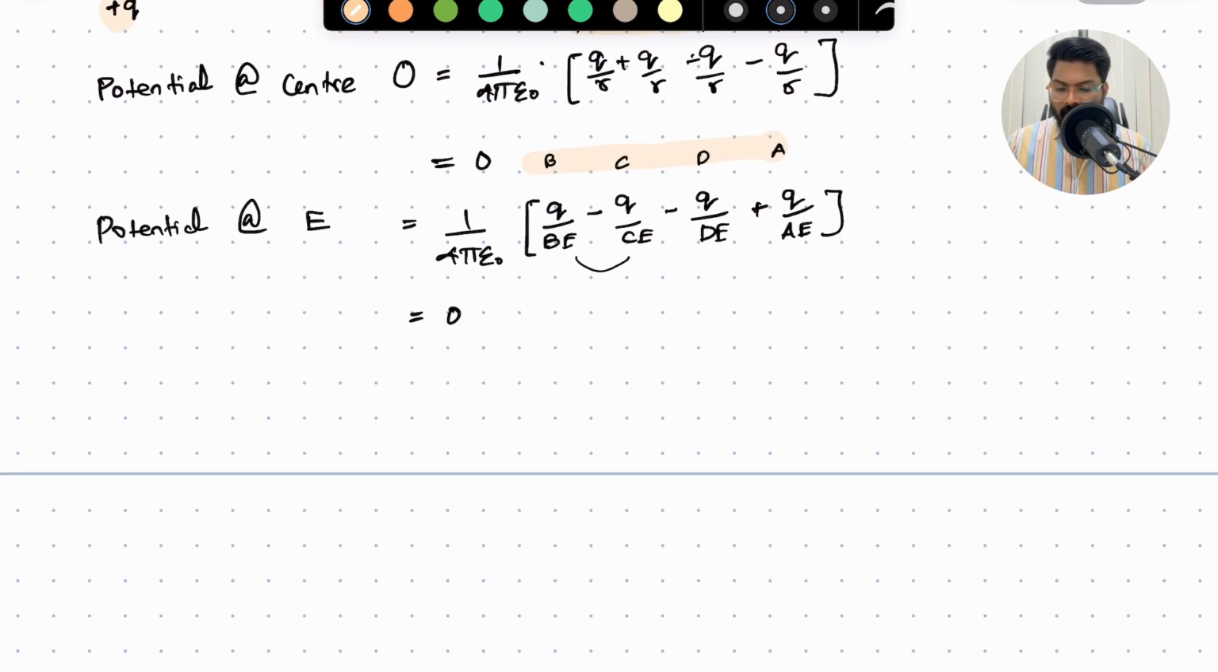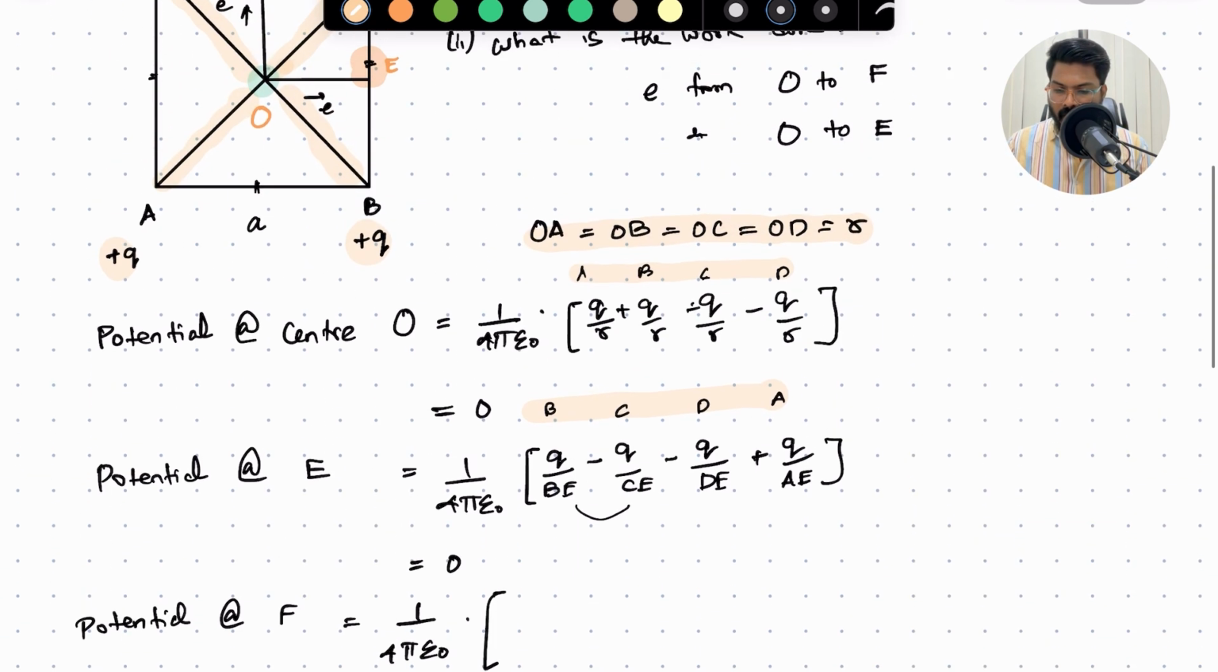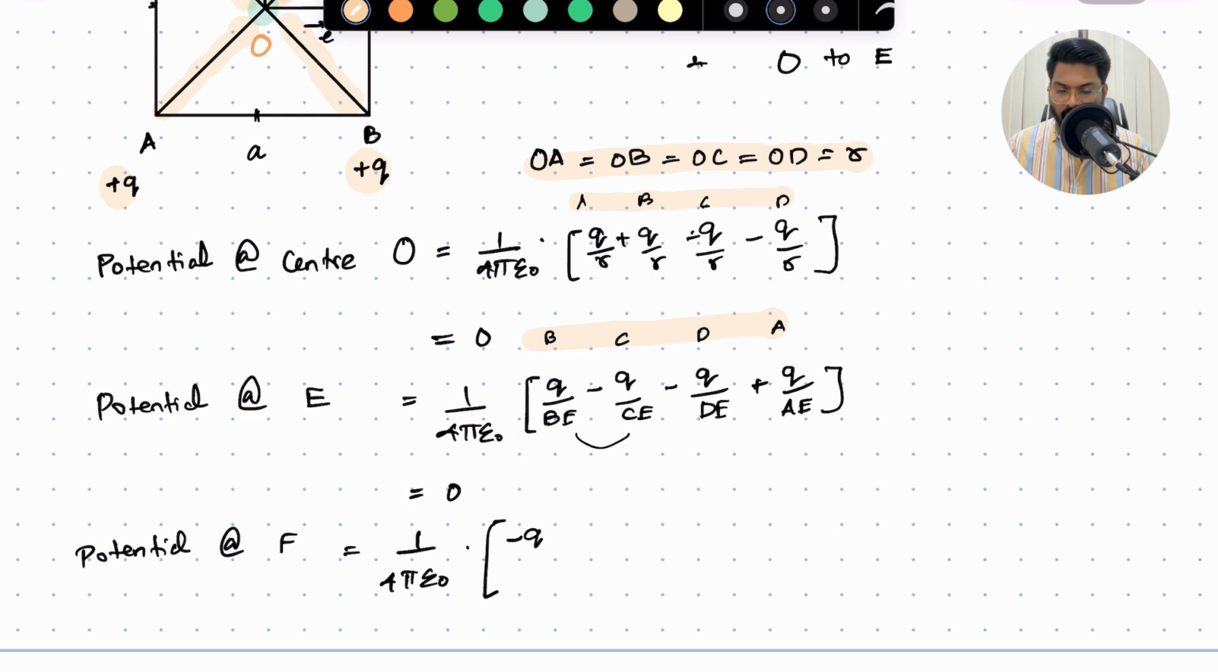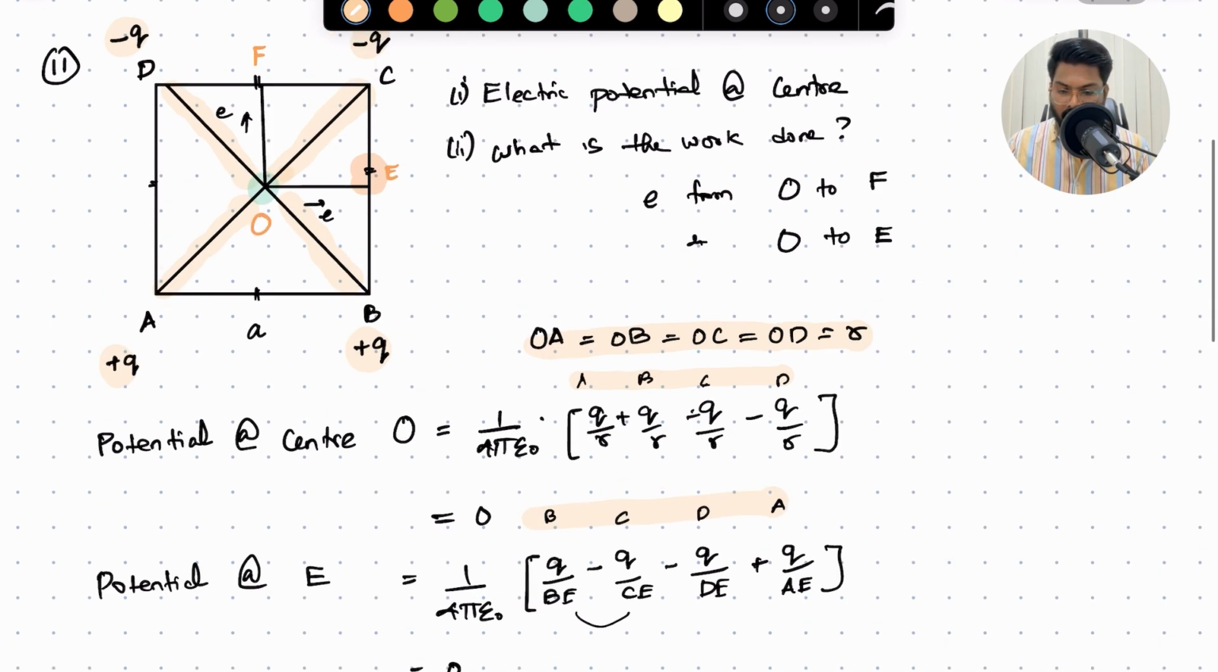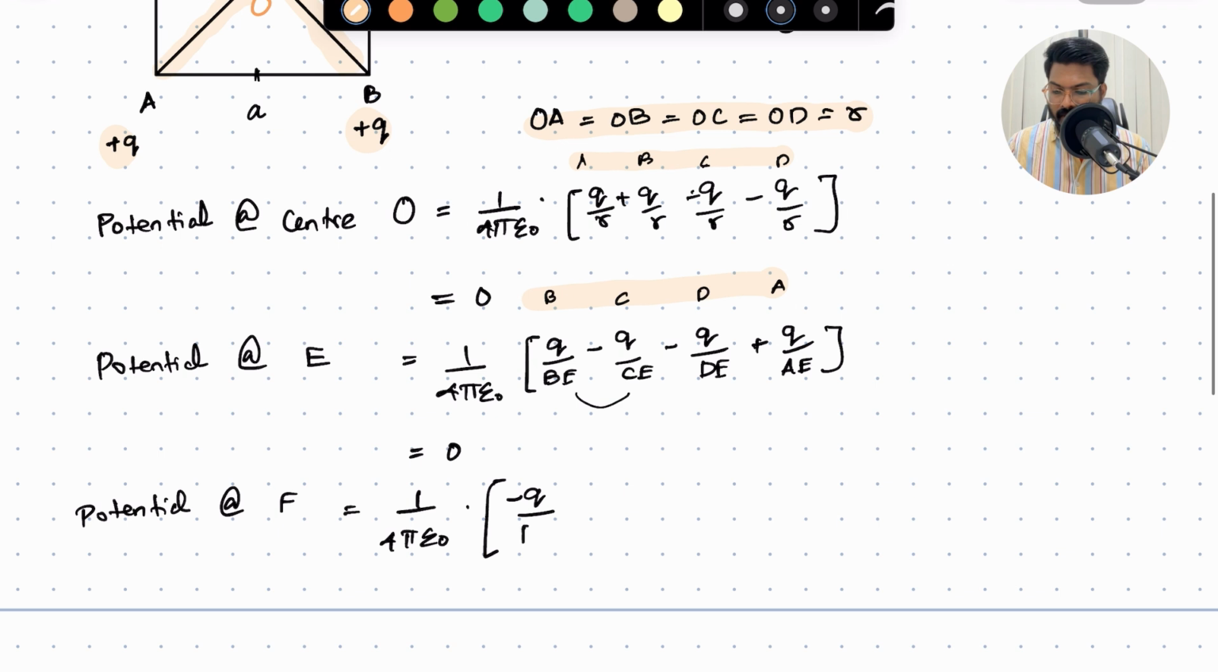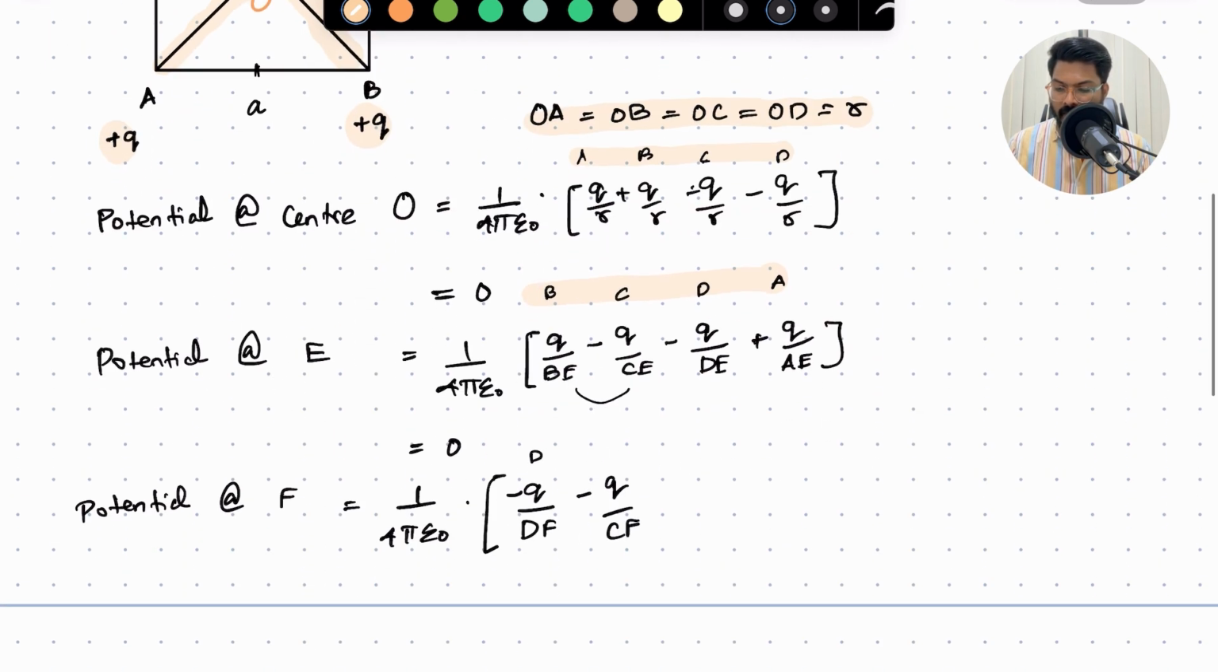Let's look at the potential at F. It is going to be 1 by 4 pi epsilon naught into, similarly we can calculate, minus Q by DF, this is from D, then minus Q by CF, this is from C, then Q by AF, this is from A, plus Q by BF, this is from B.